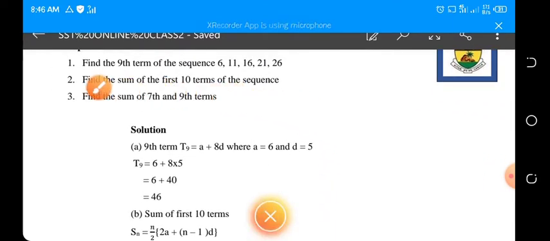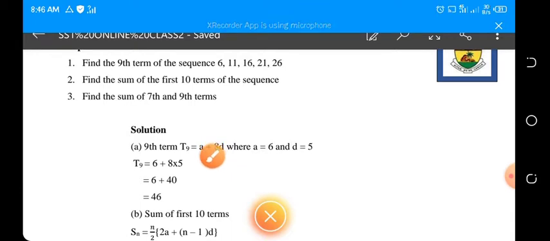Now they said find the 9th term of the sequence 11, 16, 21, 26. Then the second one, find the sum of the first 10 terms of the sequence. And the third one, find the sum of the 7th and 9th terms. Okay, the 9th term from our formula is going to give us T9 equals A plus 8D.